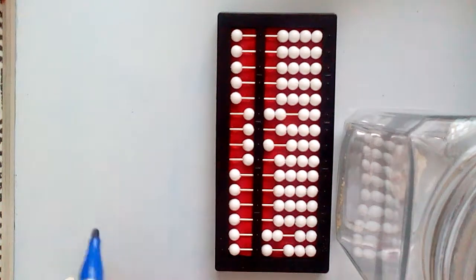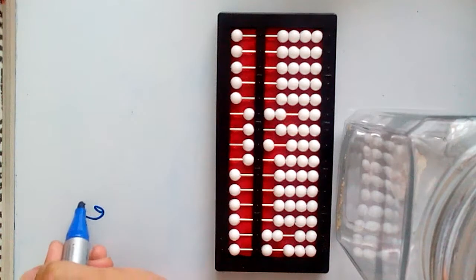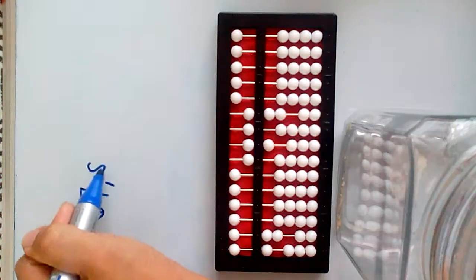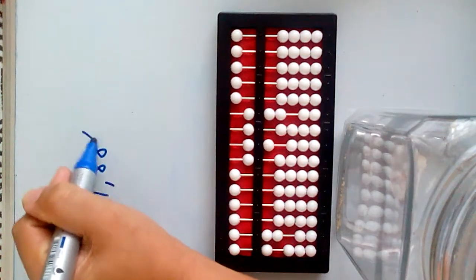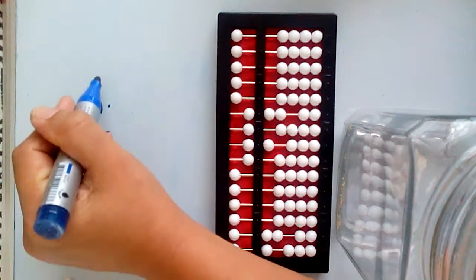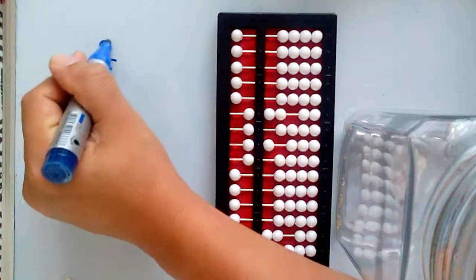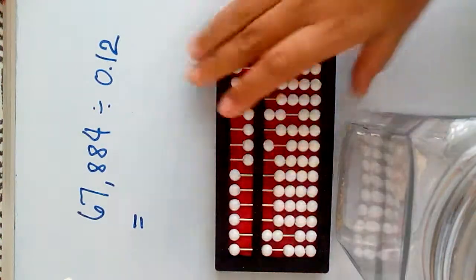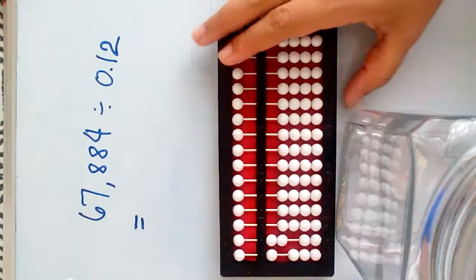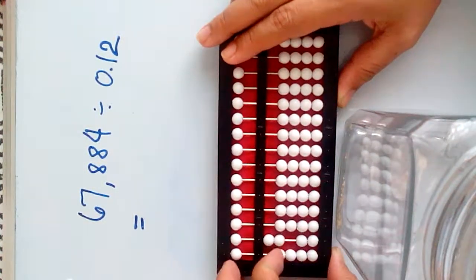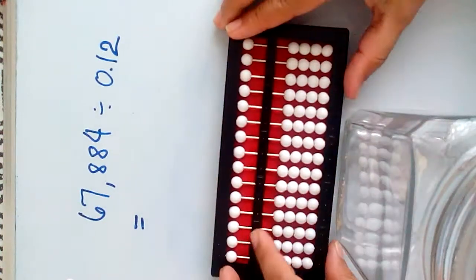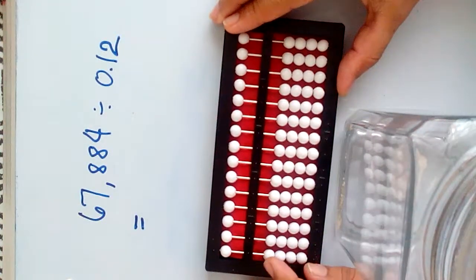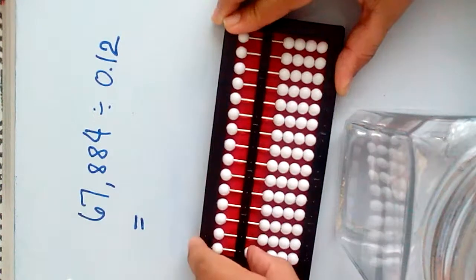Let's divide 667,884 by 0.12. Okay. Now, 0.12 is the divisor to be set on the extreme left.